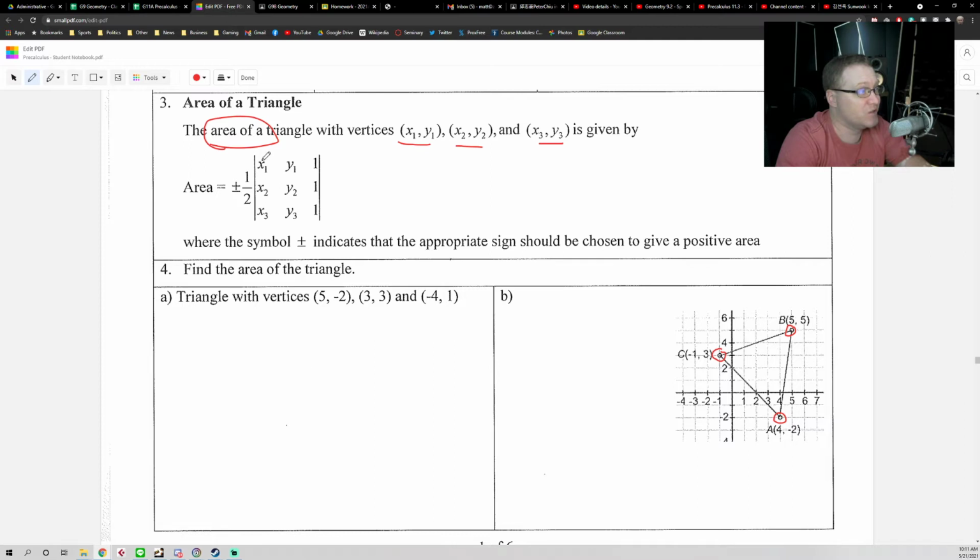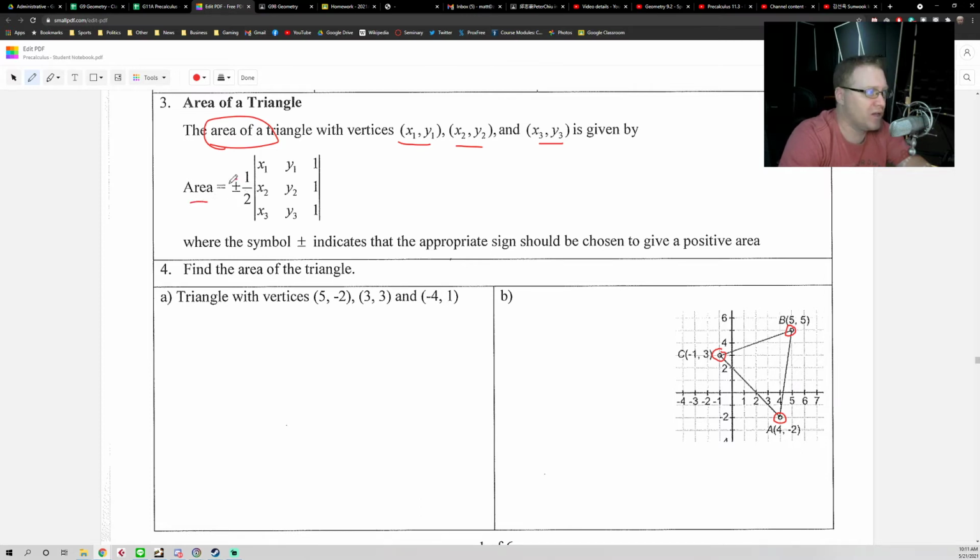So how do we do that? Well, we're going to make a matrix using the 3 points, x1, y1, x2, y2, and x3, y3. And then for the last column, the third column of the matrix, we're going to put just ones, 1, 1, 1. Then we're going to take the determinant of that 3 by 3 matrix that we just made, multiply it by 1/2, and that's going to give us the area.